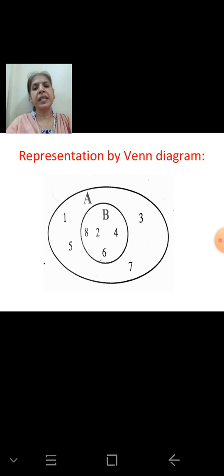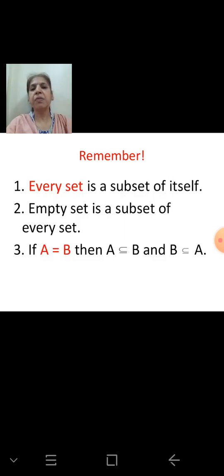Now when we represent this by a Venn diagram, you have to draw two circles or two closed figures. In the first one, for example set B, you write the elements of set B, 2, 4, 6, 8, and that is inside the set A. And see this, the elements of A, 1, 3, 7, 5, which are not in B. So B is inside the set A. While drawing, we have shown the closed figure B inside the set A. So this is the representation by Venn diagram.